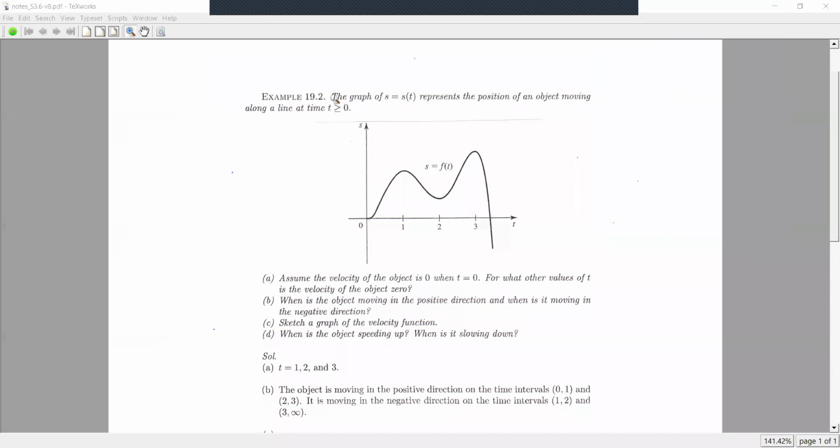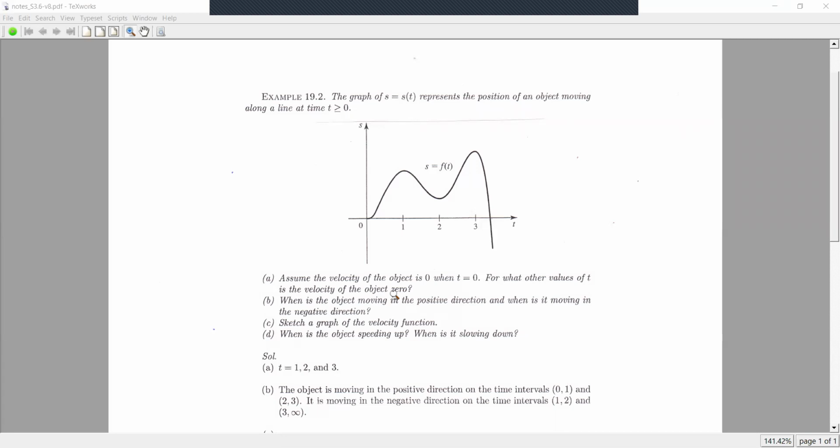Example 2. The graph of the function s represents the position of an object moving along a line at time t from 0 to infinity. Part A. Assume the velocity of the object is 0 when t is 0. For what other values of t is the velocity of the object 0?